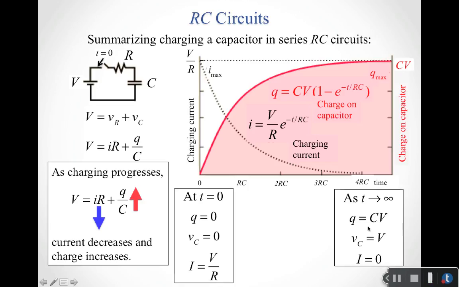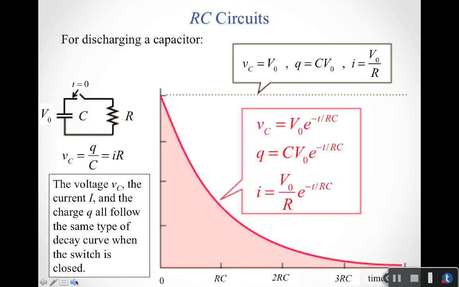As t approaches infinity, on the other hand, now my capacitor is fully charged, so Q is equal to C times V. The voltage across the capacitor is equal to the voltage of the battery, and there's no current left in the circuit. So this is what's going on when I'm charging a capacitor.